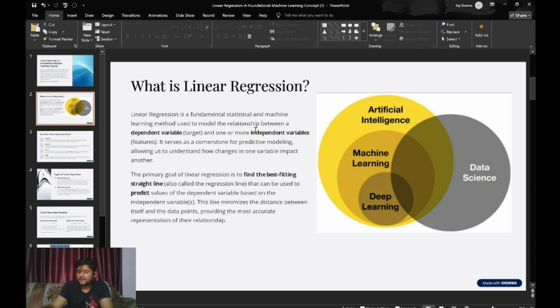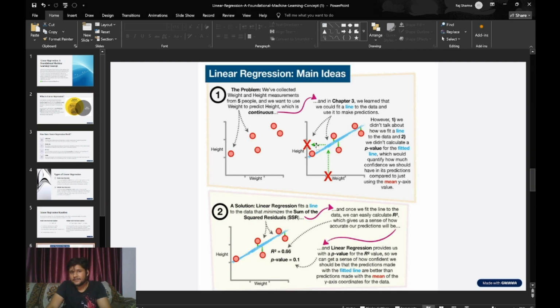So let's see what I was telling. For example, we'll ask for the weights and heights from various people. So we have this data from five people. I'm giving you the entire picture of what will be done.